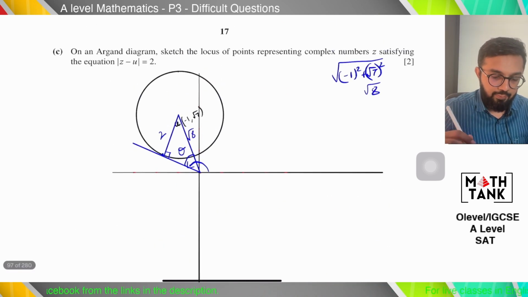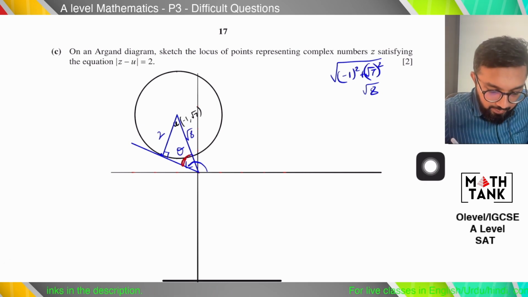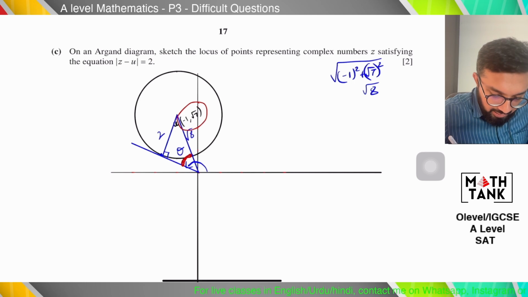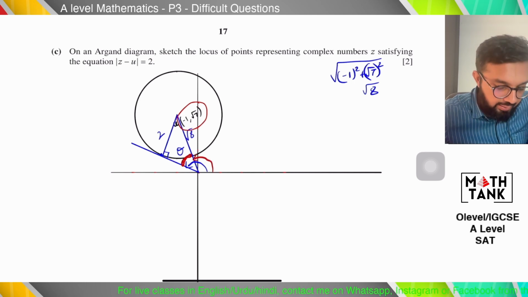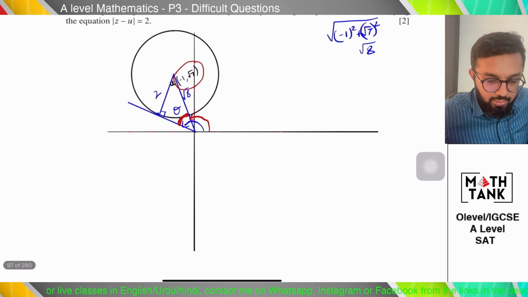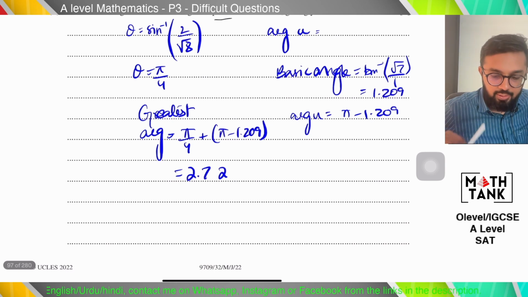I hope that was productive for you. What I've done is I found out this angle separately. Then I've tried to find out the argument of this, which would be basically the angle from here to here. And then I've added the two angles together to find out the greatest argument.